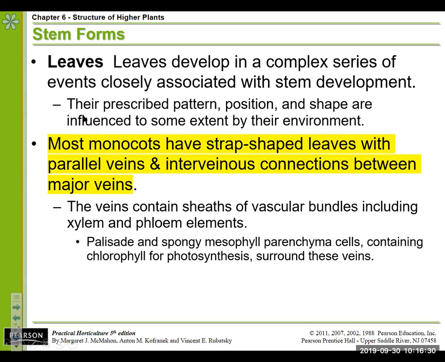So going back to our monocots and dicots, on leaves, monocots have kind of long, narrow, usually strap-shaped leaves that have a parallel venation. So the veins are going up and down the leaf.